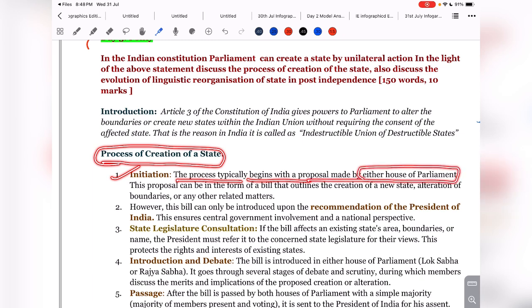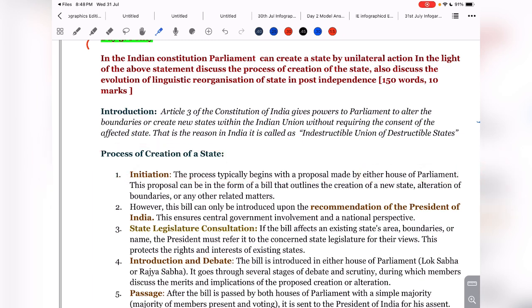So to create a state, you need to make a proposal, or this proposal can be in the form of a bill that outlines the creation of a new state. ठीक है, जैसे आपने देखे होंगे तेलंगाना, during creation of the Telangana state, a bill was introduced in the parliament for separation of Telangana from Andhra Pradesh to create a separate state.